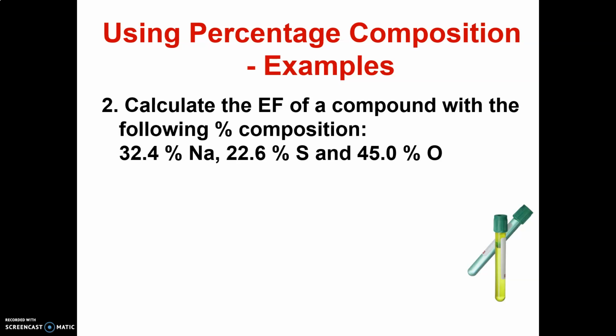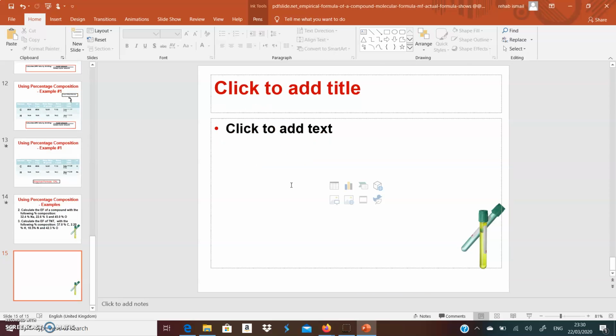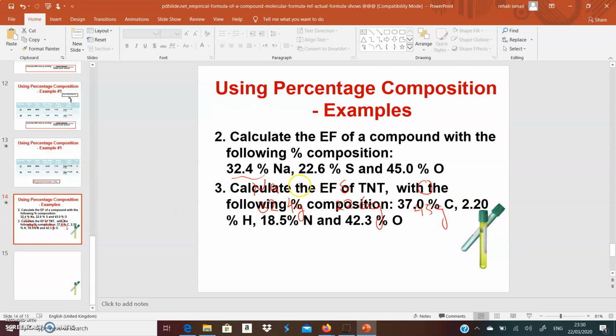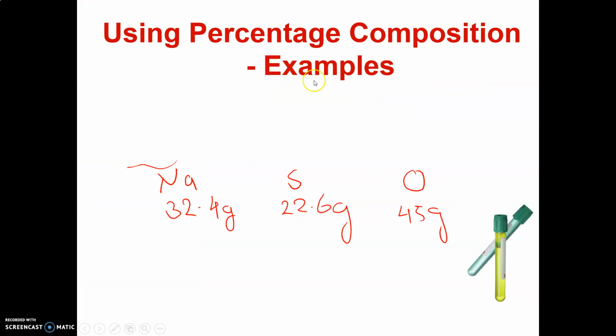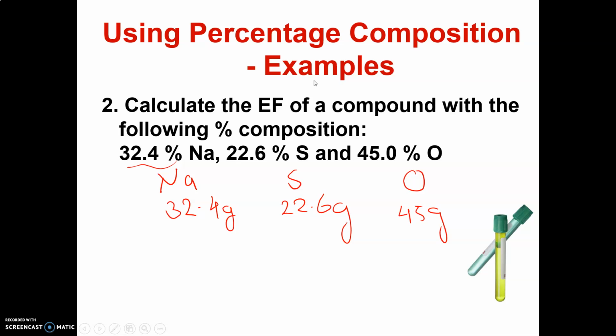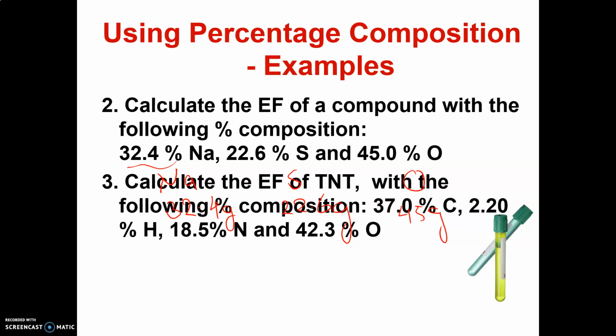This is another example, but here we have 3 elements. Here you have 2 examples. The first example: calculate the empirical formula of this compound following the percentage. You have 3 elements there: 32.4 Na, 22.6 sulfur, and 45 grams of oxygen. And this is the second example.